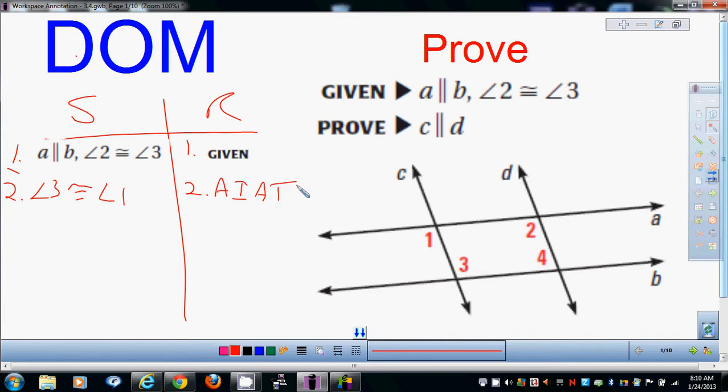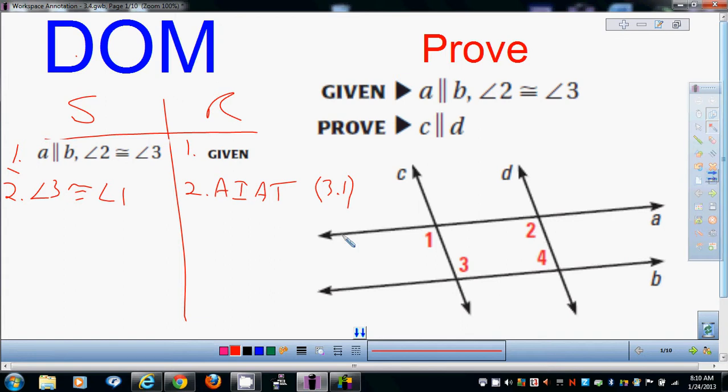What number was that? Not the converse, the regular theorem. What number was that? Angles theorem, yeah. 3.1. Okay. Now, here's what we have. We now have these are congruent, and we now have that these are congruent.